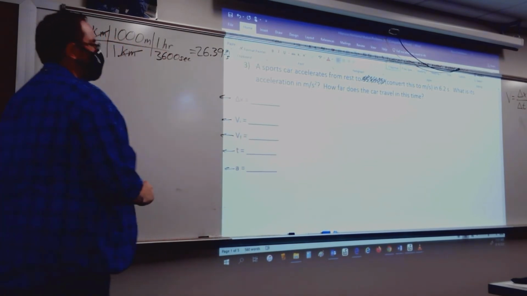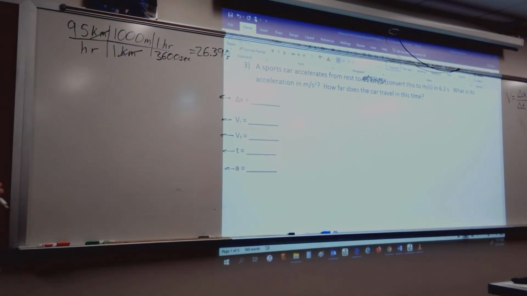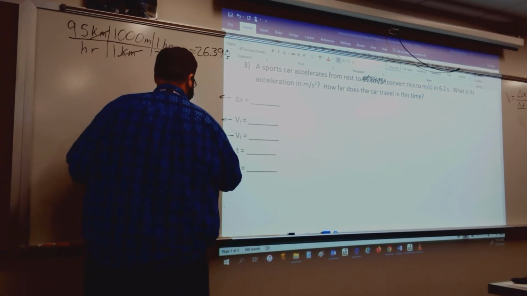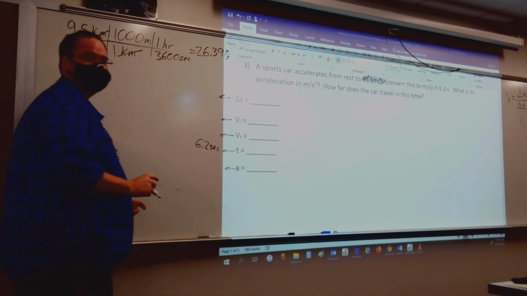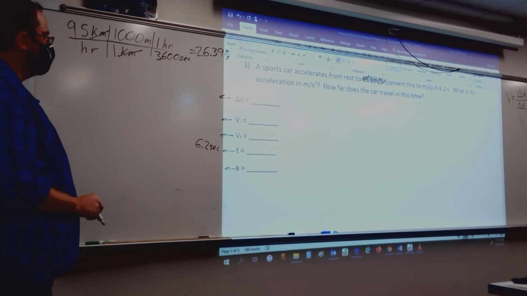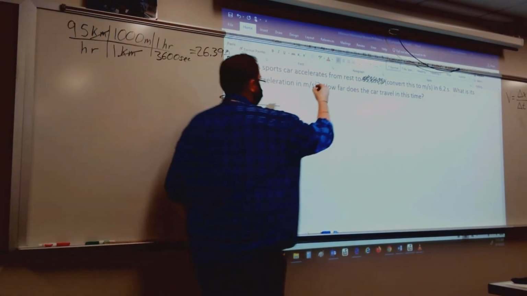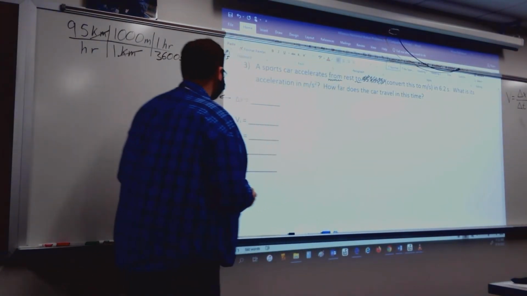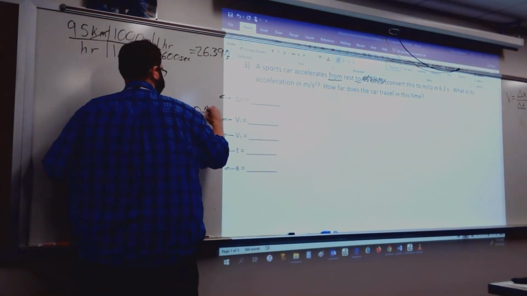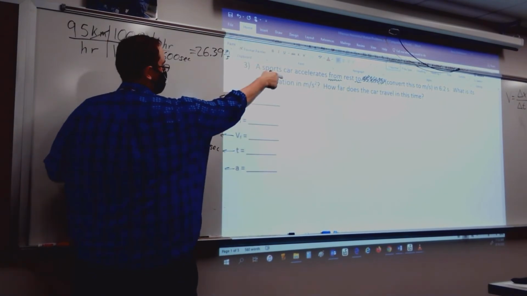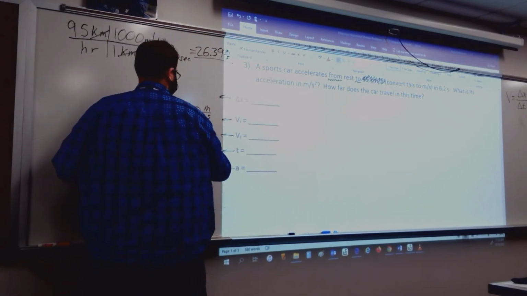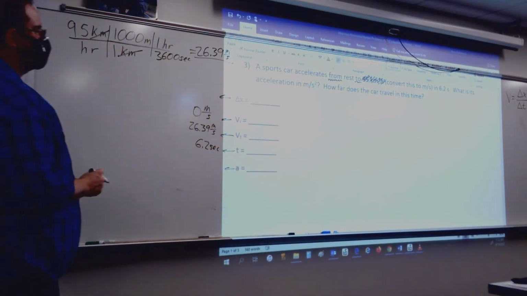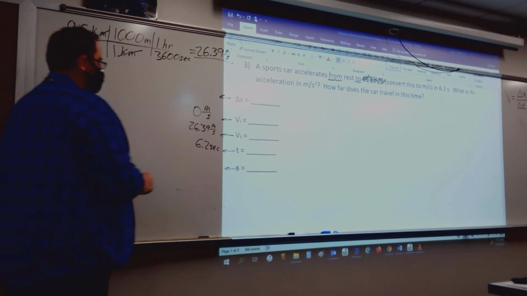So what's something that we know? Time is 6.2 seconds. What else do we know? Initial velocity is 0. We have those words there, from and then to. So from rest means the initial velocity is 0 meters per second, and final is not 95, but our 26.39 meters per second. And what we're trying to find is acceleration.